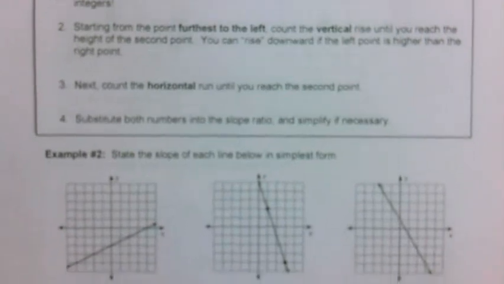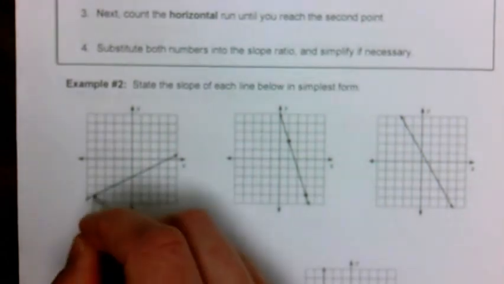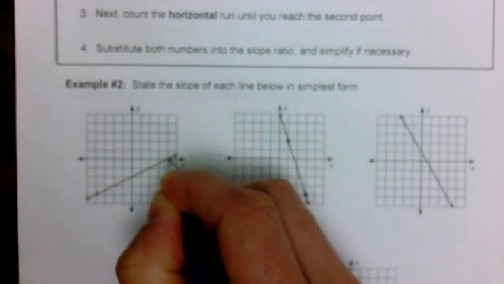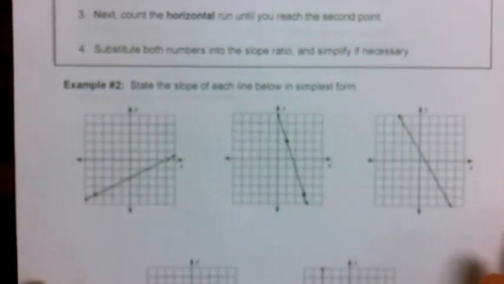So let's take a look at our first graph down here. I've got this line here, and moving from left to right, the line is increasing, so I know this slope is going to have to be positive. So what I'm going to do is find 2 points that are on this line, any 2 points that have nice integer coordinates. I'm going to use this point here, and I'm going to use this point right here. These are 2 points that are on that line.